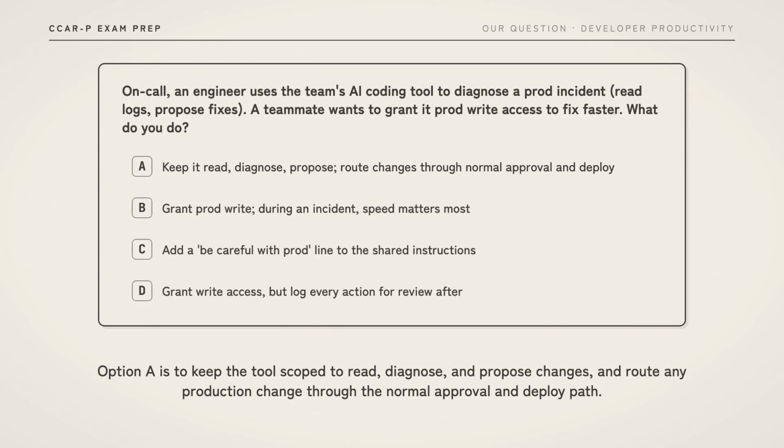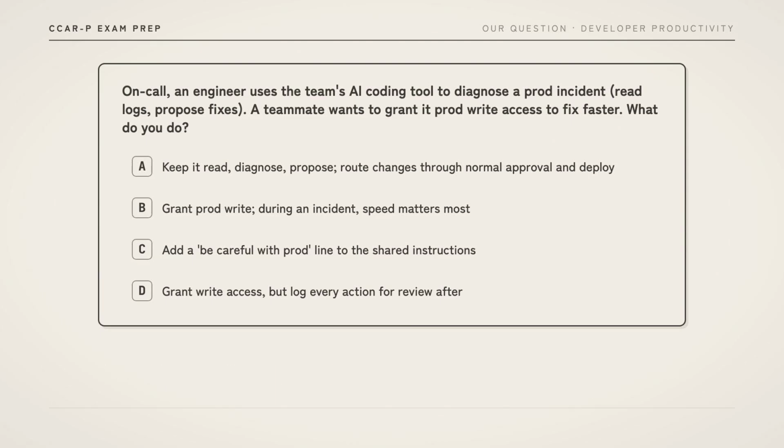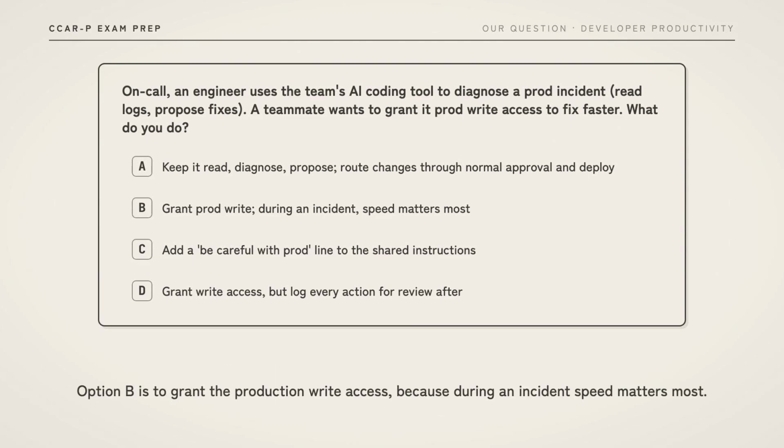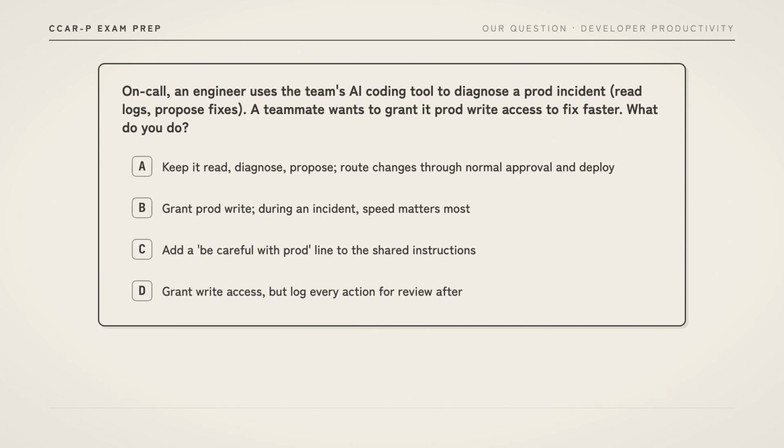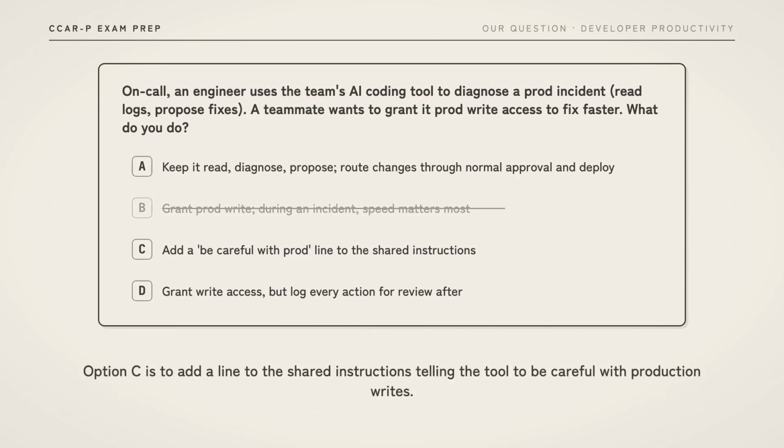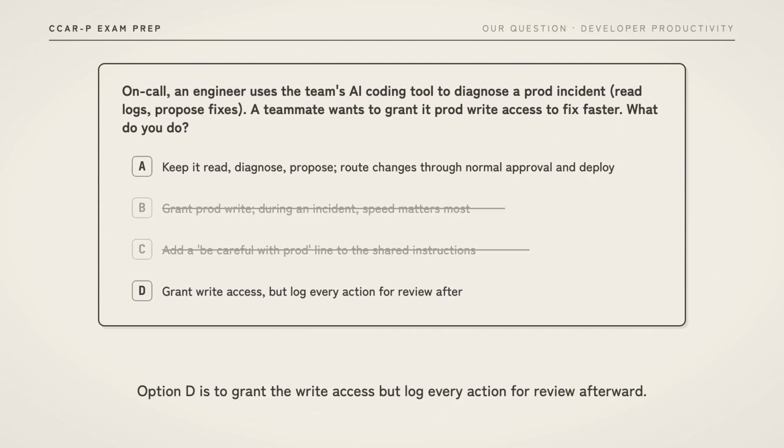Option A is to keep the tool scope to read, diagnose, and propose changes and route any production change through the normal approval and deploy path. Option B is to grant the production write access, because during an incident speed matters most. Option C is to add a line to the shared instruction telling the tool to be careful with production rights. Option D is to grant the write access but log every action for review afterward.